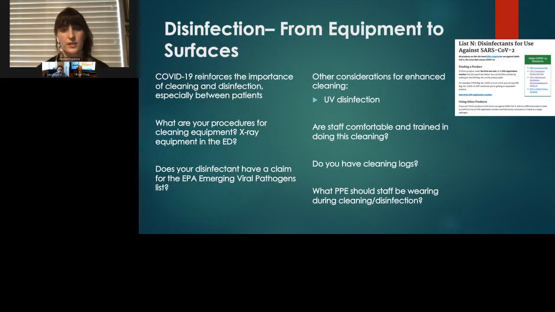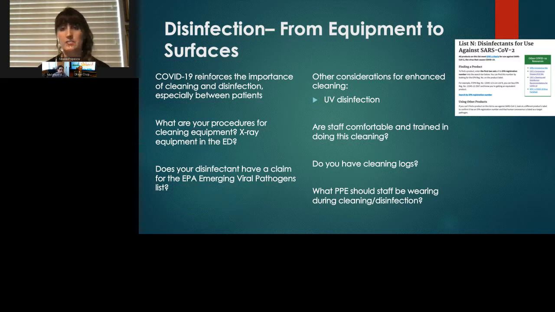In terms of disinfection from equipment to surfaces, COVID-19, the SARS-CoV-2 virus, is an envelope virus. It's not an environmentally hardy organism. And I know it's a novel one, and I know it's very scary, but I always remind people this isn't C. diff. This isn't something that's super challenging to kill. You just need to make sure the disinfectants you're using have a claim for the EPA Emerging Viral Pathogens rule. You can go on the website and find that, as I show on this slide.